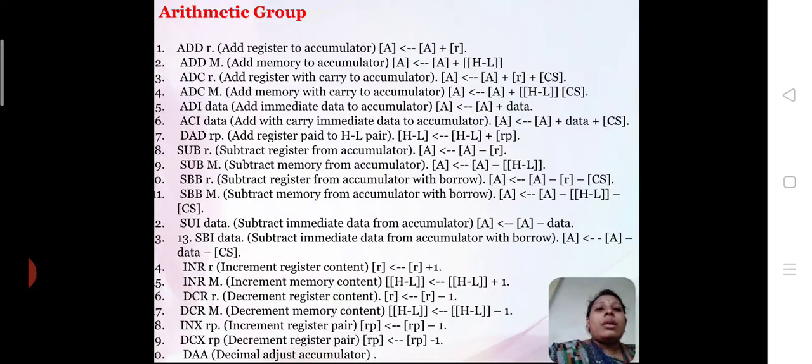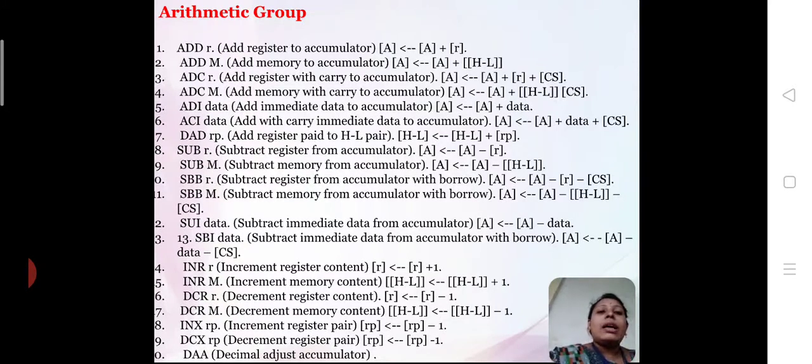So ADC R means add register with carry to accumulator. Along with carry it will be added. SUB R, the eighth one, means subtract register from accumulator. SUB M means subtract memory from accumulator. Here the 14th one, INR, means increment register content. INR M means increment memory content. DCR means decrement register content.